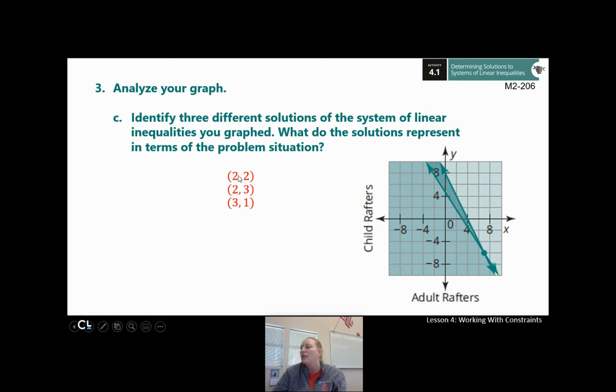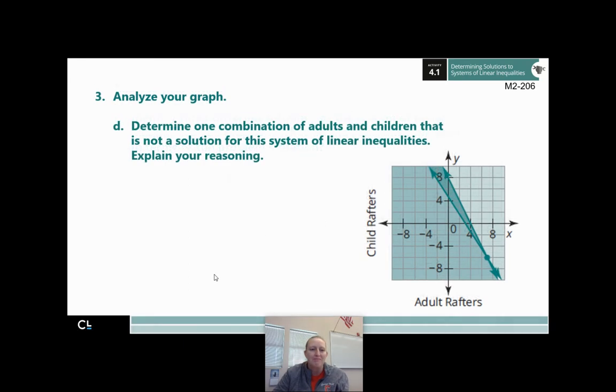And so what do they represent? Well, this means I can take 2 adults and 2 children. I can take 2 adults and 3 children. I can take 3 adults and 1 child. So these are all possibilities. You can see there are clearly some other possibilities, but these are the ones I picked.